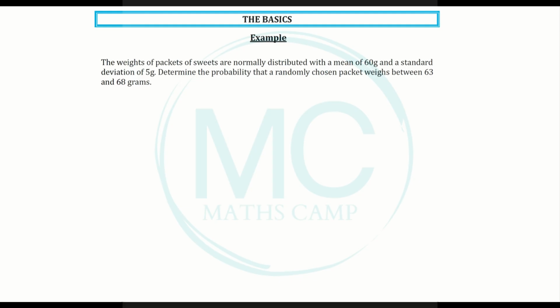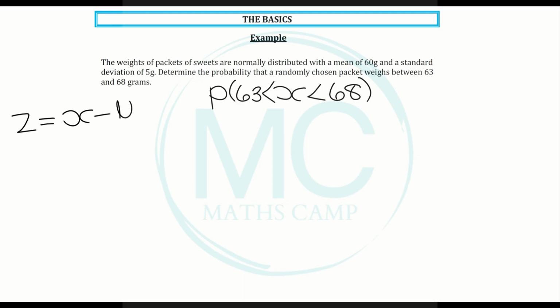The weights of packets of sweets are normally distributed with a mean of 60 grams and a standard deviation of 5 grams. Determine the probability that a randomly chosen packet weighs between 63 and 68 grams. So we need to find the probability that x is greater than 63 but smaller than 68. We're going to use our formula. Z is equal to x minus mu over standard deviation.